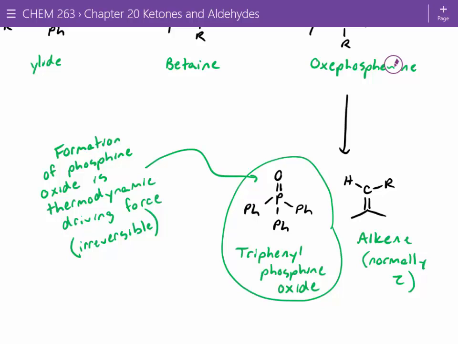All right, so now let's go through some practice problems and try to plan our route, because this does get a little confusing.